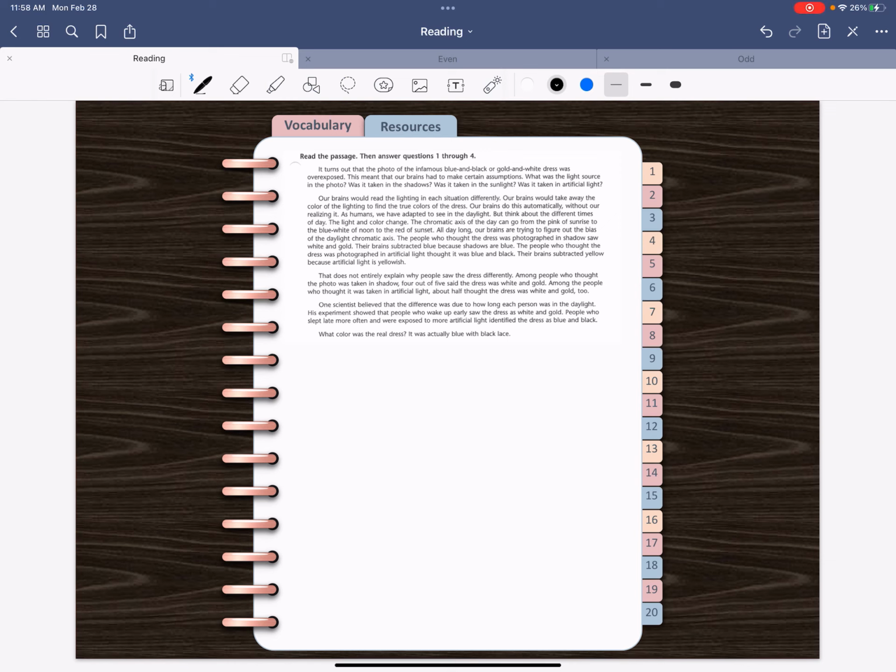For today's video, I'm looking at page 35 in the textbook. Let me get to page 35. This is, I believe, lesson 12, and this is still about scientific passages. I believe we're still talking about how we perceive color, or something to do with color.